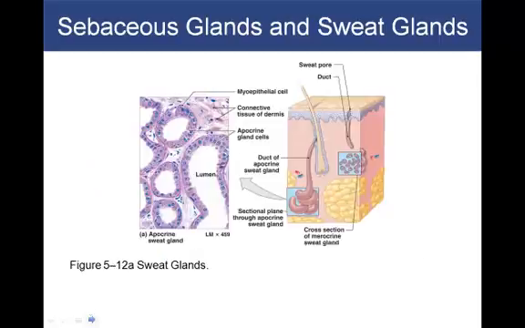Here's a histological prep and a diagram of the apocrine sweat gland. I really do not expect you to identify the type of sweat gland from a slide, but again, this just shows how the apocrine sweat gland is associated with the hair follicle itself.